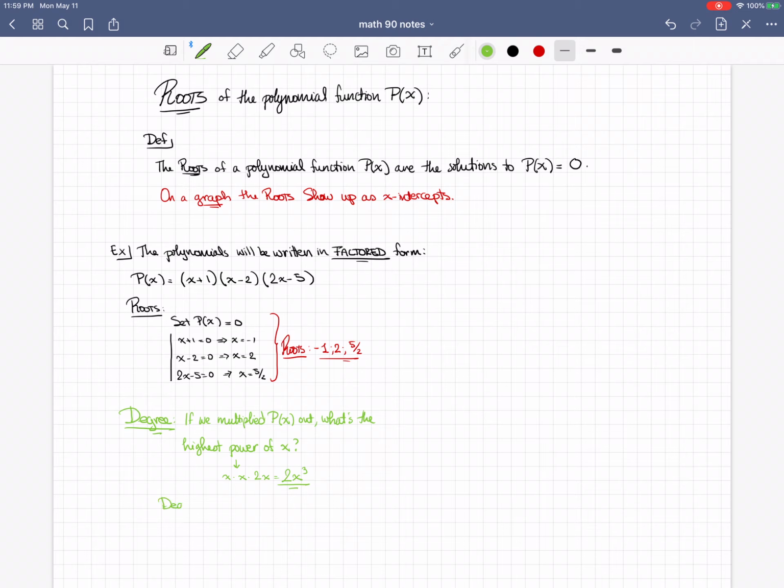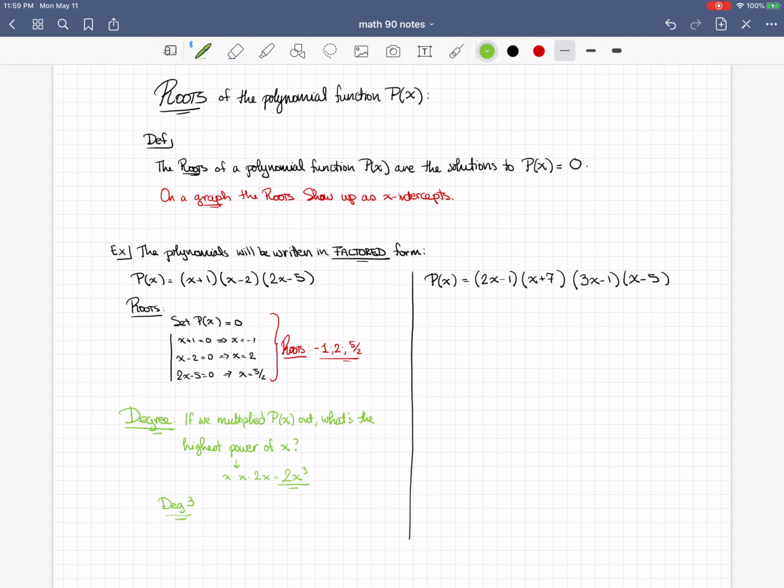So what we see here is that the highest power of x is 3, so the degree is 3. For now, this might seem like kind of a cute coincidence, but notice the degree was 3 and the number of roots is 3. There are 3 roots in a degree 3 polynomial. Well, maybe this is an accident. So let's look at another example. Say we have 2x minus 1 times x plus 7 times 3x minus 1 times x minus 5.